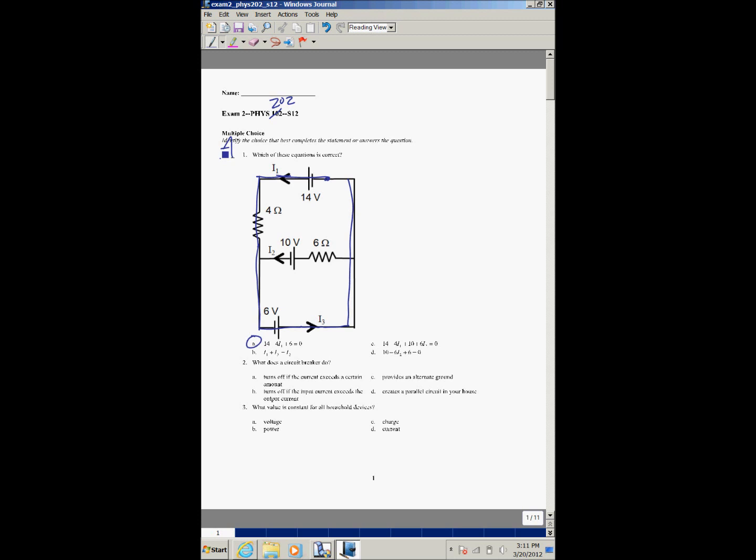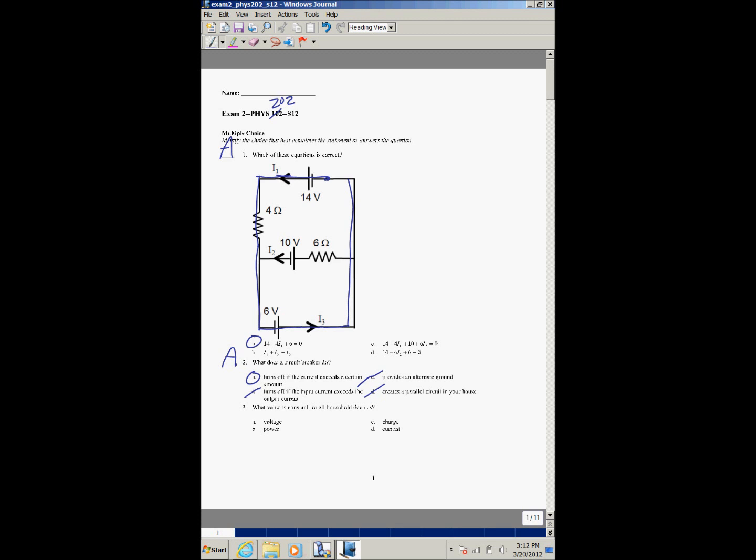What does the circuit breaker do? Alright, it turns off if the current exceeds a certain amount, so that's A. It does not turn off if the input current exceeds the output current, that's a GFCI. It does not provide an alternate ground, and it does not create a parallel circuit in your house.